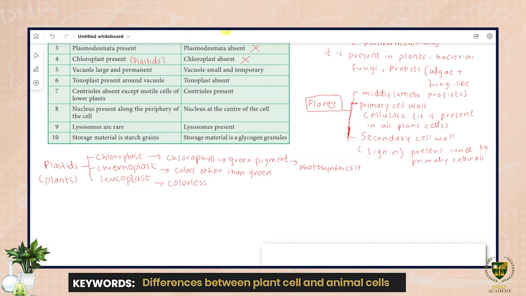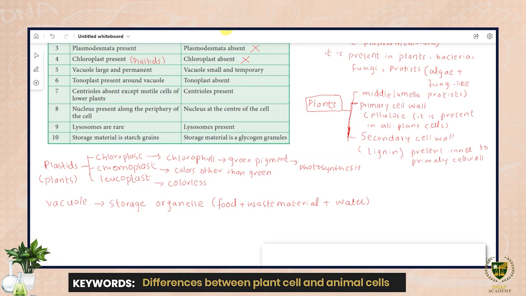सो वैक्यूल्स आमतौर पर दैट इज नोन टू बी द स्टोरेज ऑर्गेनेल, स्टोर करता है चीज़ों को, और स्टोर करता है, इट स्टोर्स द फूड, इट स्टोर्स द वेस्ट मटेरियल, it also stores the water, especially in plants.